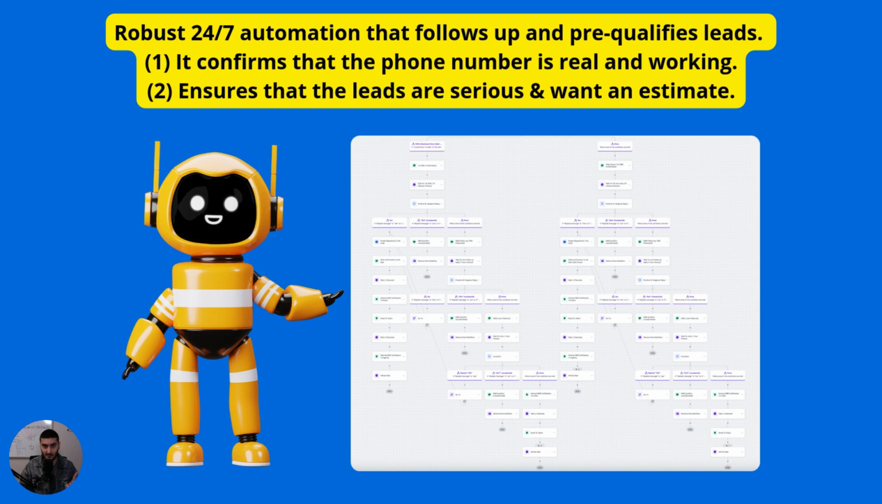Now, what this system on the back end does that works on autopilot, number one, it confirms that the phone number is real and working. Number two, it makes sure that they're actually interested in moving forward. And I'm going to show you how that works.